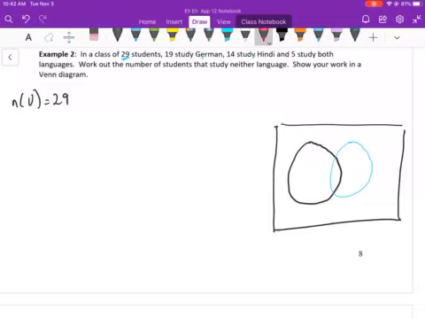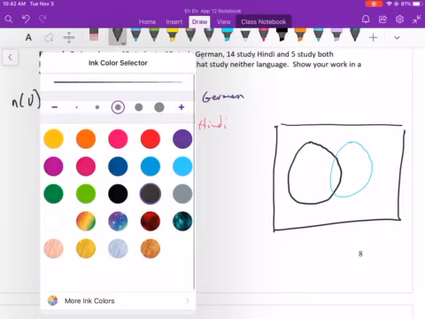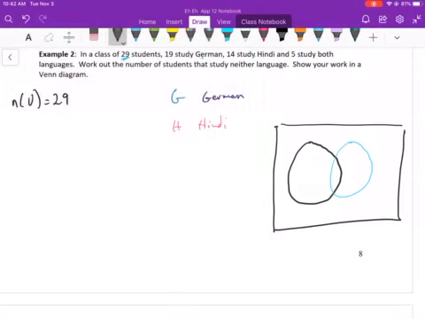Now, I'm going to let G represent German. I'm going to let H represent those who study Hindi. So G, H. Fair enough. I'll read the question again.